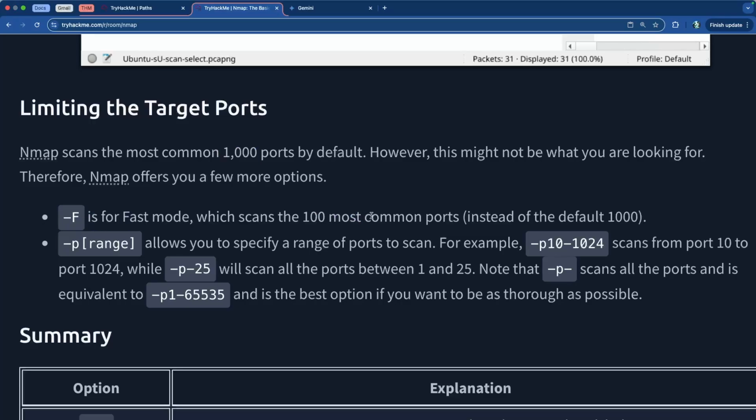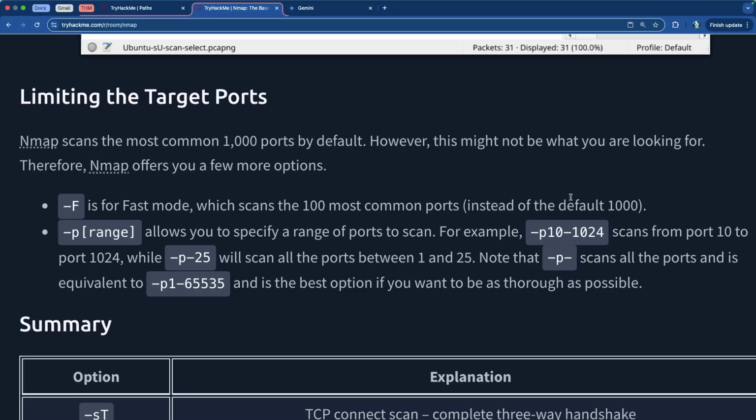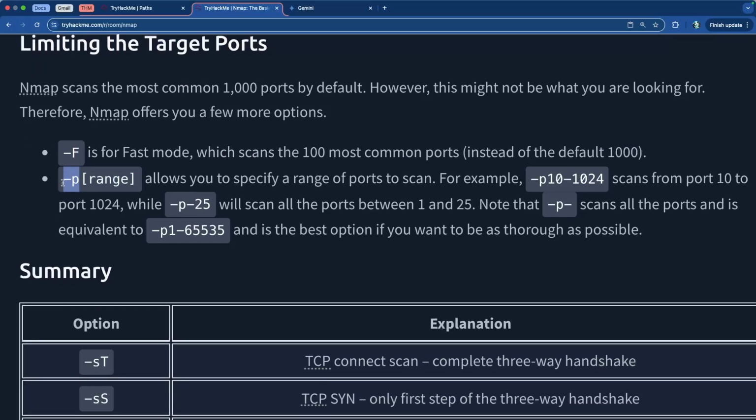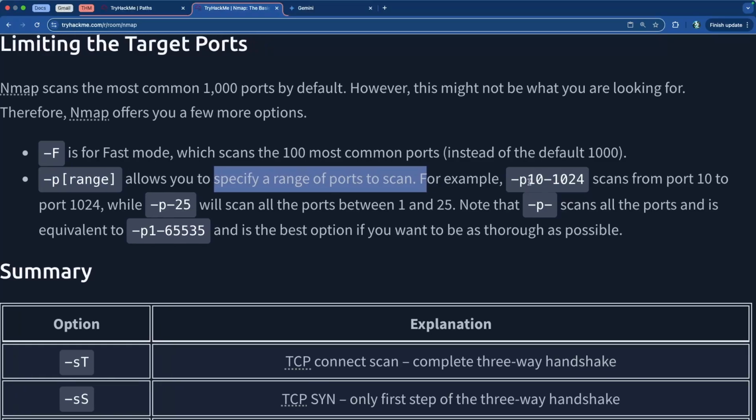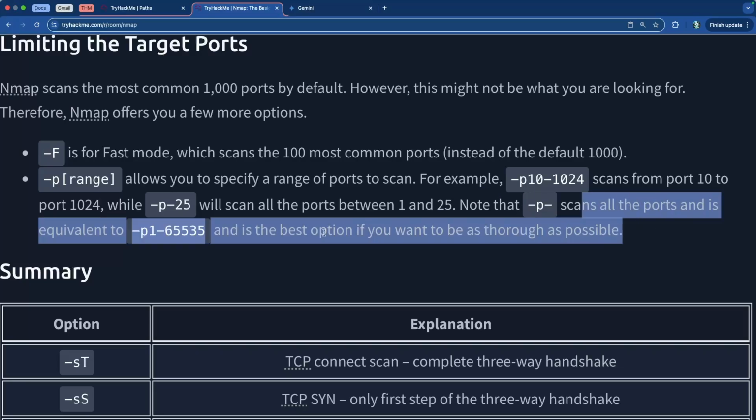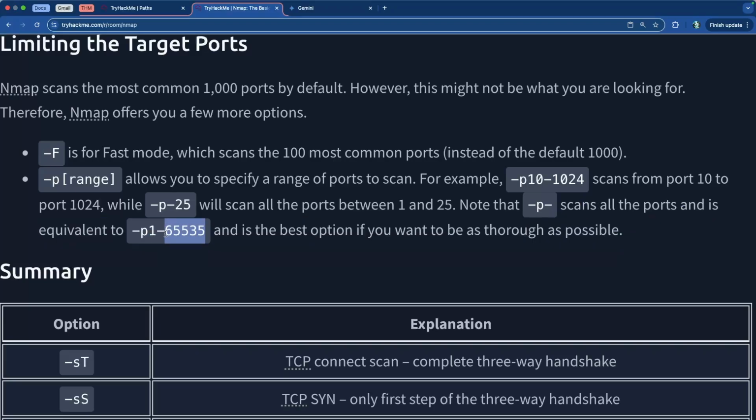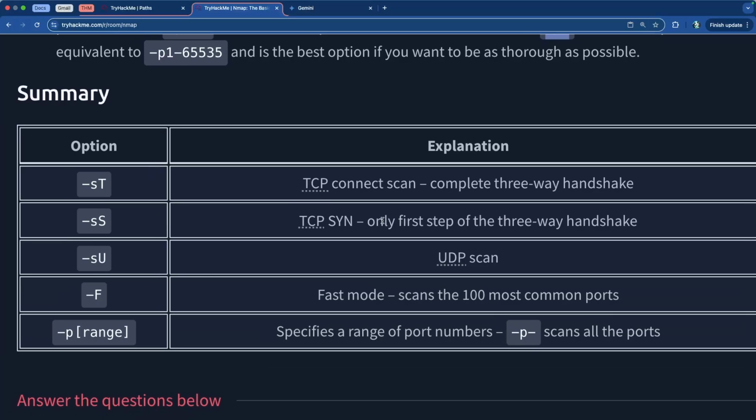-F is for fast mode, which scans the 100 most common ports instead of the 1000 most common. And then if you do -p, so lowercase p, and then just giving it a range, it'll specify the range of ports. So for example, if you do -p 10-1024, it scans from port 10 to port 1024, while doing -p and then -25 will scan all the ports between 1 and 25. And if you do -p-, it scans all the ports, which means every 65,535 ports. So this thing will take forever, just so you know. When you do -p-, it takes a long time to complete that scan because it's literally scanning 65,000 ports.